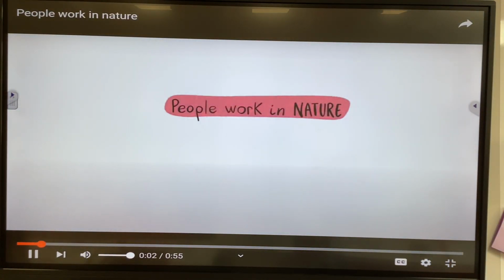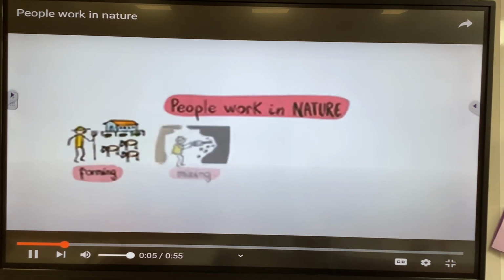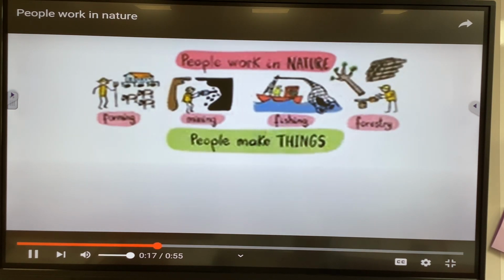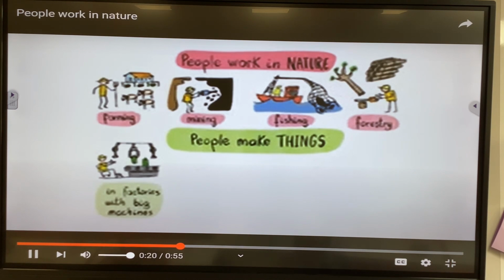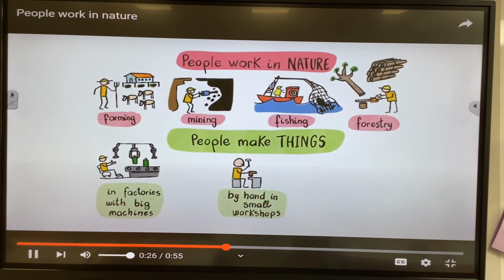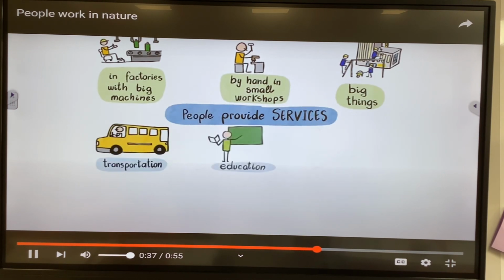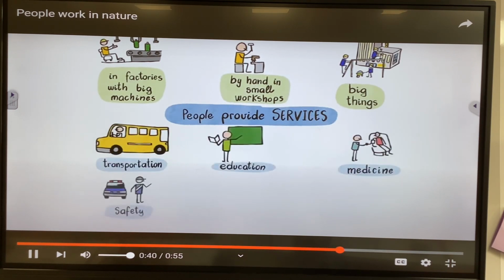Some people work in nature. Farmers, miners, fishers, and woodcutters get raw materials from nature. With these raw materials, other people make things in factories with big machines, or with their hands in small workshops. They also build very big things, such as buildings. There are also many people who provide services, such as bus drivers, teachers, doctors, policemen, tour guides, and business people.